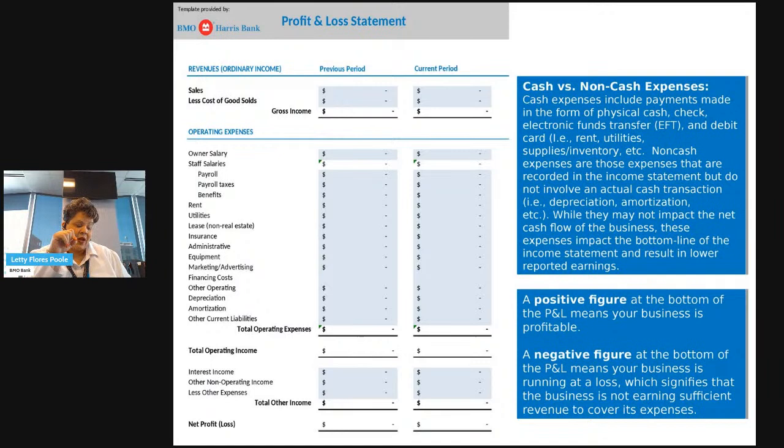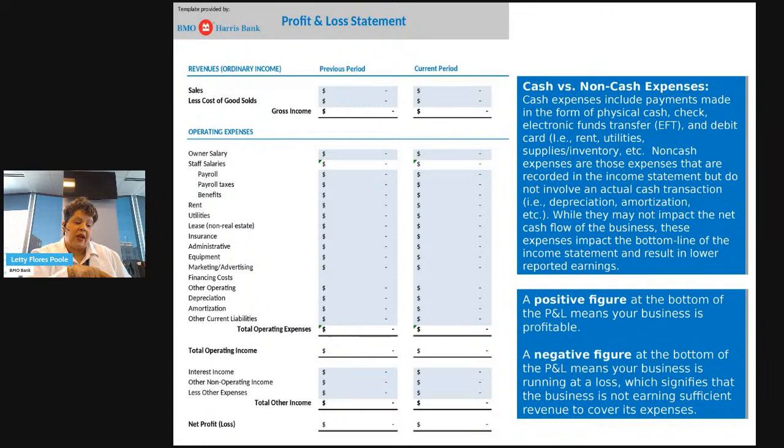Then you have your gross income, your operating expenses, and then you're going to take your interest income and other non-operating expenses, and that's total income. And when you subtract those two, you're going to come up with what we call your net profit or your net loss, right? Because it doesn't always have to be a loss. There can be a profit.